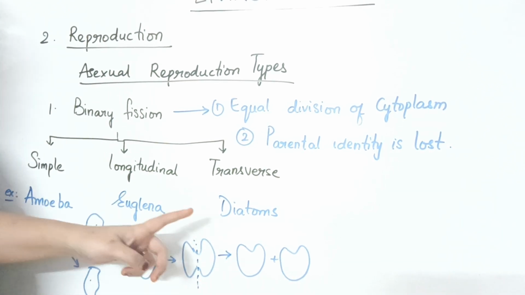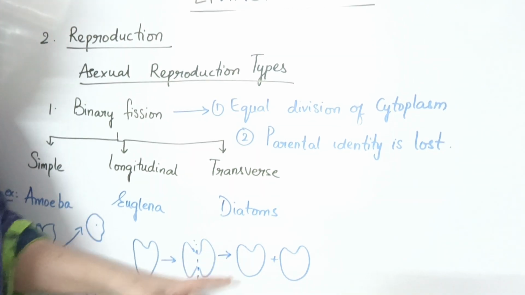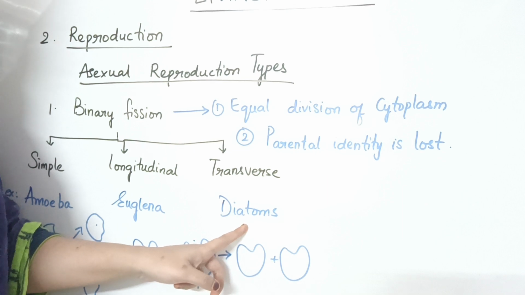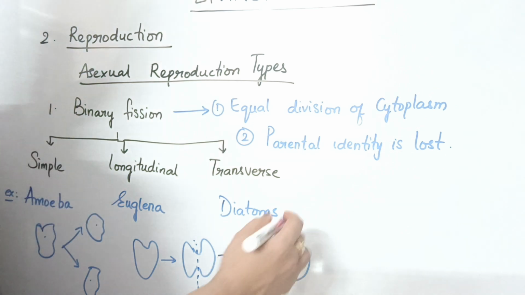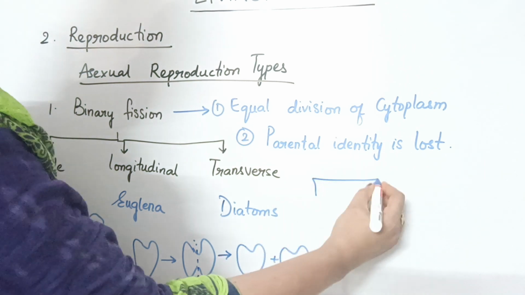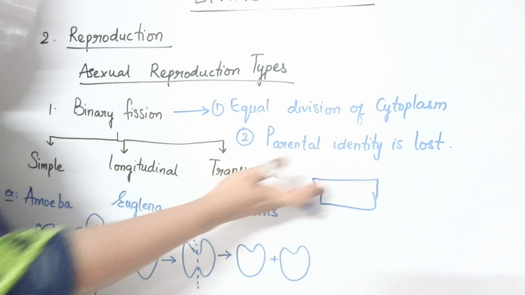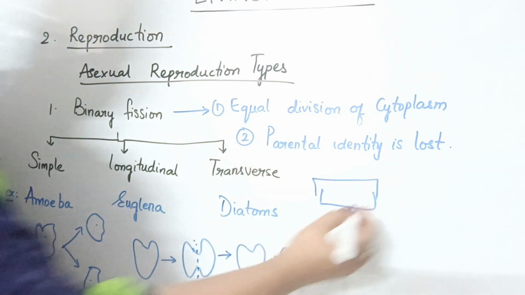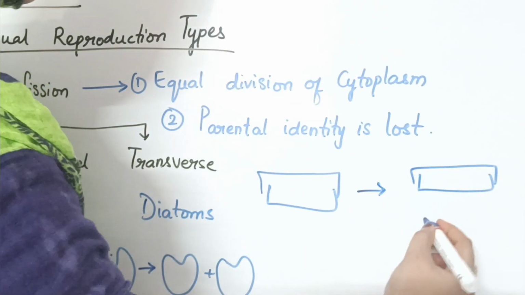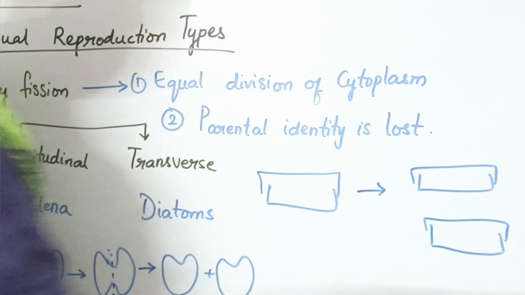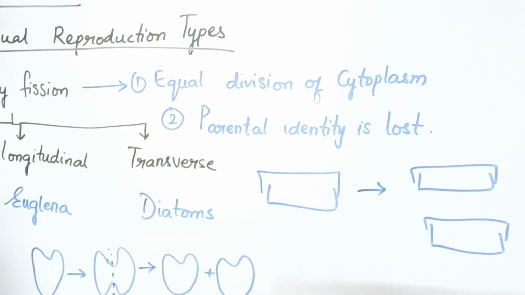Whereas transverse fission, which we also call oblique, can be seen in diatoms, in Paramecium also, and in dinoflagellates. When we talk about dinoflagellates, we can see transverse division like this taking place, which gives rise to two identical organisms or offspring. Two identical offspring you can find in transverse binary fission.